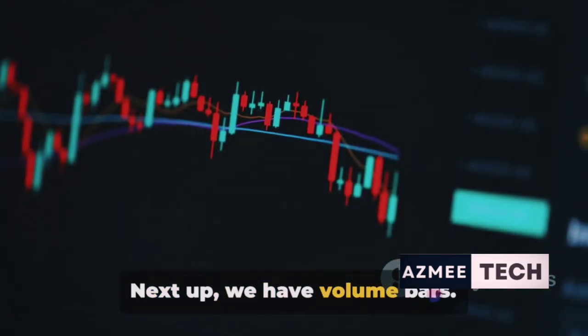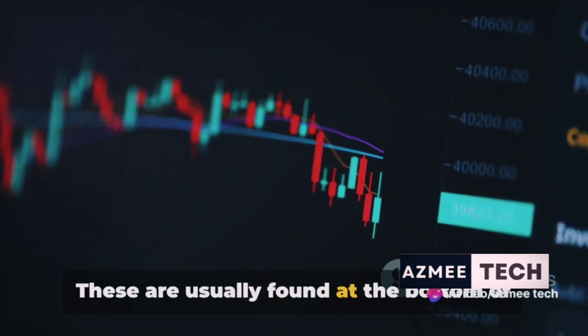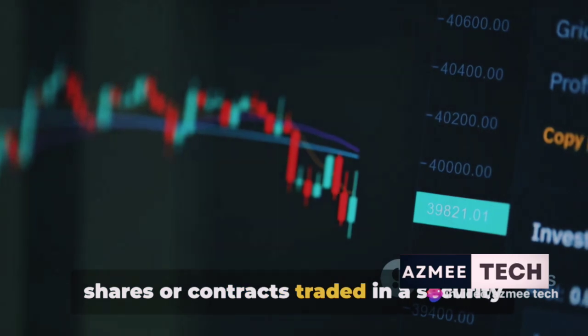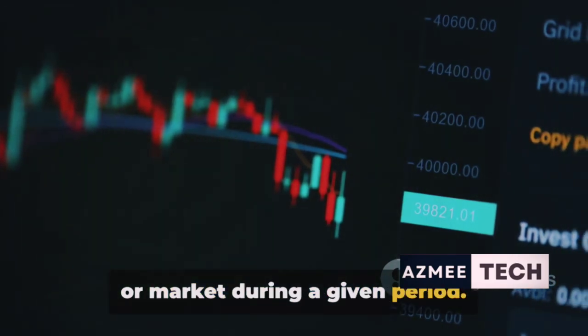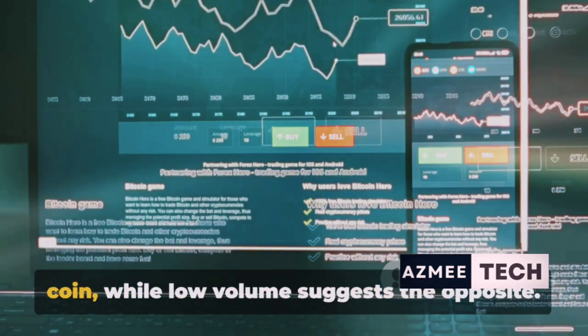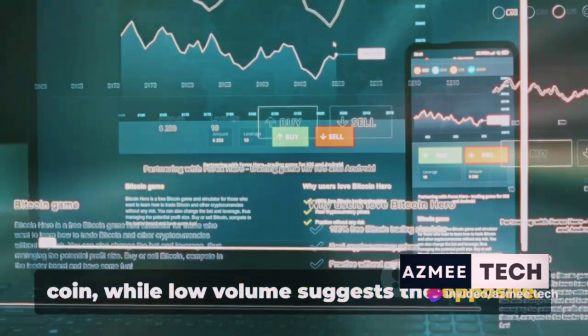Next up, we have volume bars. These are usually found at the bottom of the chart, and they depict the number of shares or contracts traded in a security or market during a given period. High volume often means there's significant interest or activity in a coin, while low volume suggests the opposite.